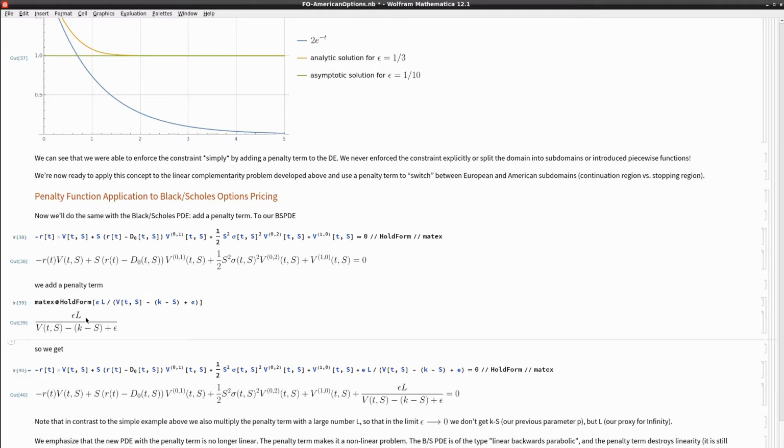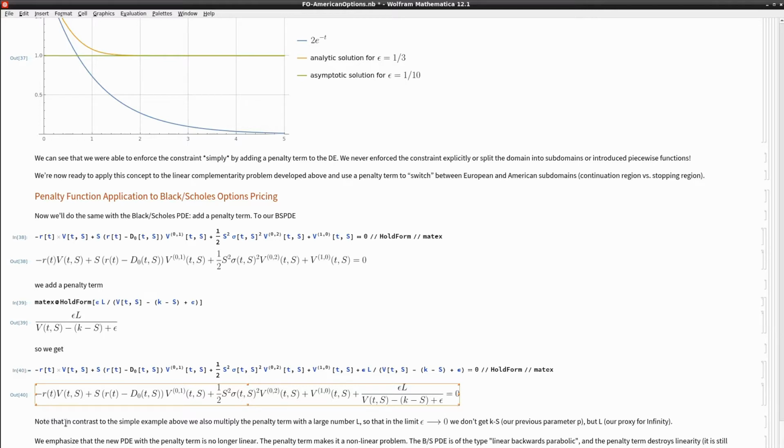In the simple ODE example, we just had epsilon in the numerator. Now we are multiplying it with capital L, which is a proxy for a large number, for infinity. That's why I called it capital L. So we are getting the same Black-Scholes differential equation that we had above. Look at the orange box here, except that we're now adding this penalty term. Here in this orange box, we also have this penalty term, and we're still setting it equal to 0. Our PDE is still set equal to 0.